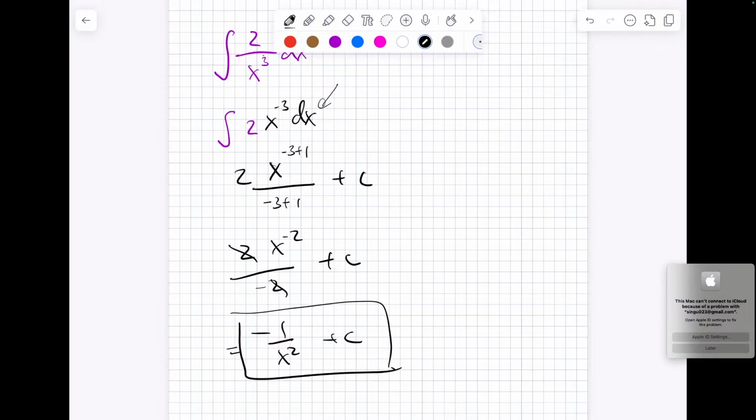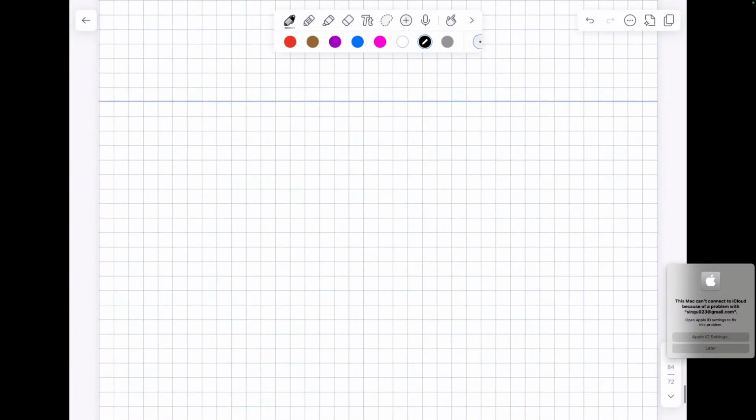Any questions here? No. Okay, so how about integration of 1 over x to the third, like this?